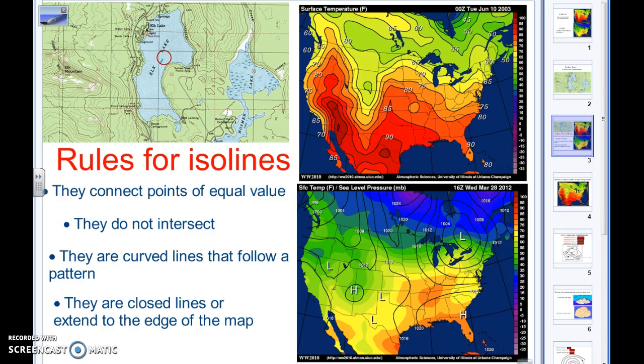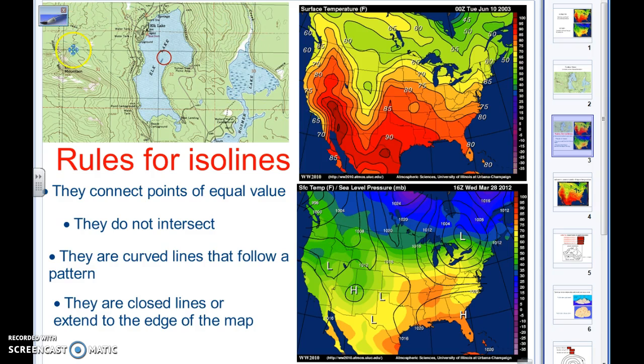Now there are some rules for isolines. Because they connect points of equal value, you can't have two isolines that intersect. They're always curved, usually smooth, they follow a regular pattern, and they're either closed or they go to the edge of the map. As you can see here, these isolines go to the edge of the map on the United States, as do the isobars here.